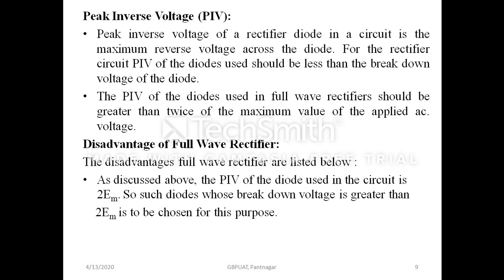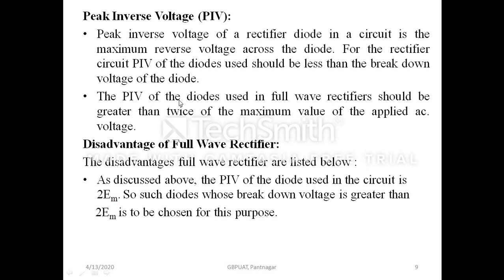Basically, what is the meaning of this breakdown voltage of the diode? Breakdown voltage means the voltage above which the diode in reverse bias condition, or you can say the PN junction in reverse bias condition, will reach the avalanche breakdown. So it is always desired that the peak inverse voltage of the diode should be less than the total breakdown voltage of the diode.